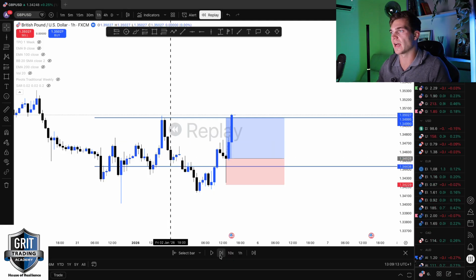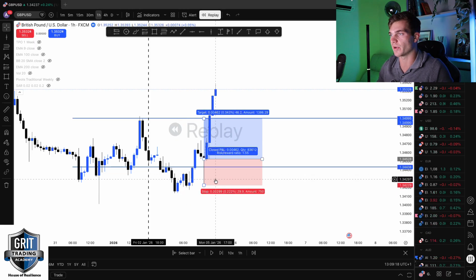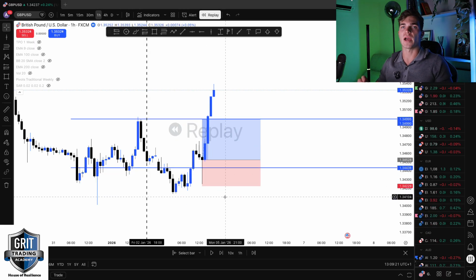So we can see here how we play this through, and within a couple of hours we've gone straight to target with zero drawdown. Now you have got a couple of options on where to place your stop loss, okay?